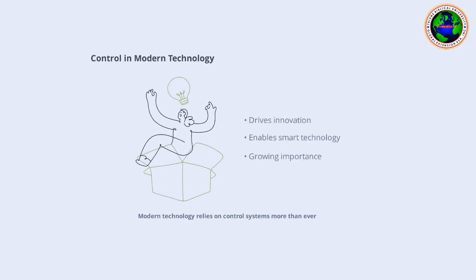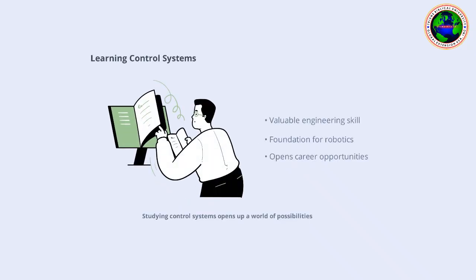Modern technology relies on control systems more than ever. From smart homes to autonomous vehicles, these systems are at the heart of innovation. As technology advances, the role of control systems will only grow, making them an exciting field to study and work in.